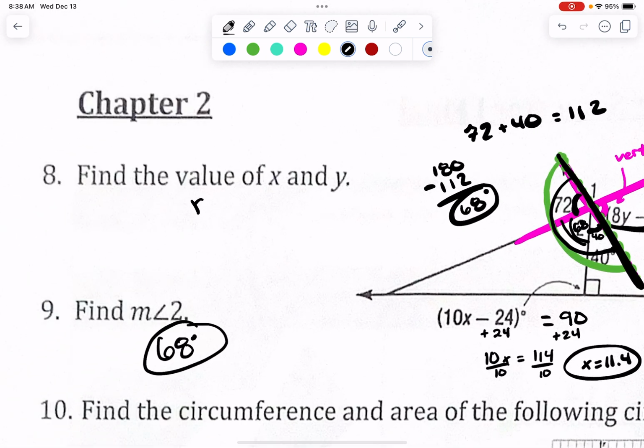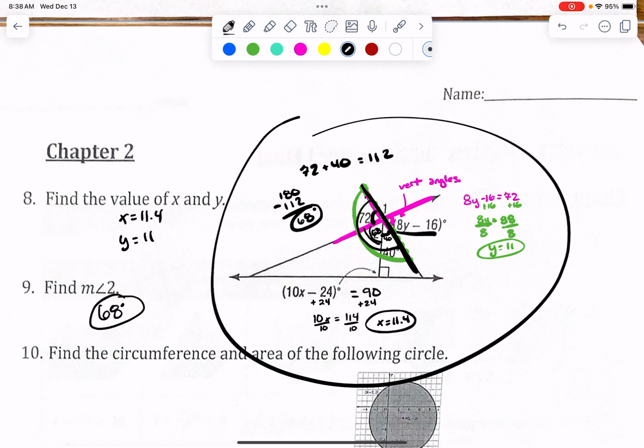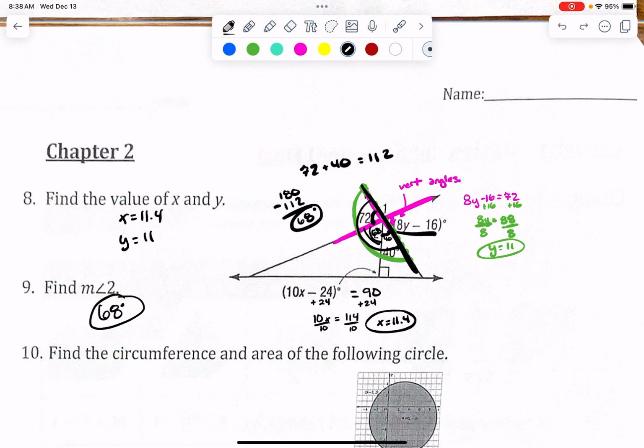I'm going to write these over here. X equals 11.4, Y equals 11. They're a little bit more condensed, but all my work is over here. So, okay, good. Happy with that? You can't respond to those questions. I don't know why I'm asking.